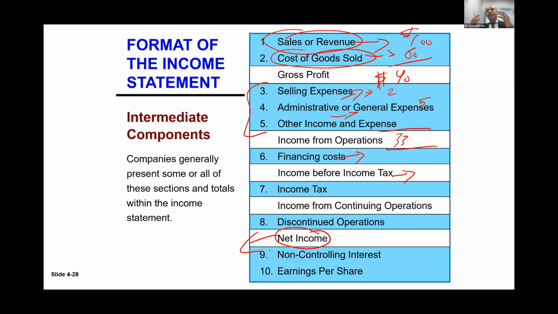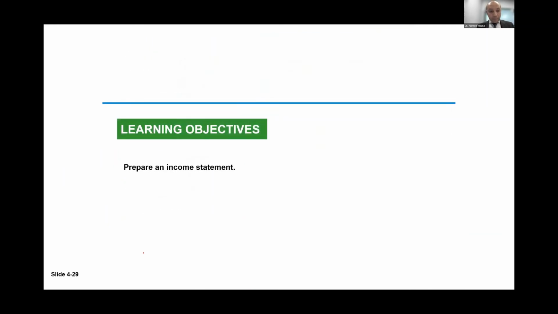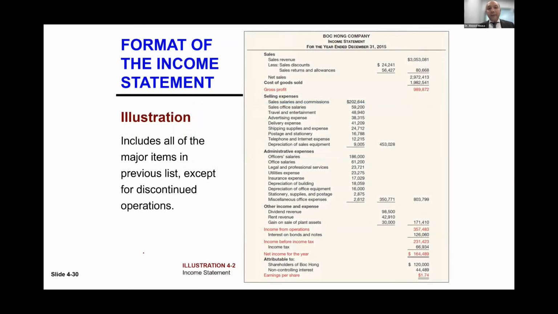So you subtract the expenses from the revenue in order to reach the net income. This is easy: revenue minus expenses equals net income. This is an easy formula to calculate the net profit. So net profit or net income is revenue minus expense. That's it. How to prepare the income statement is an easy one. So this is a detailed format of it.